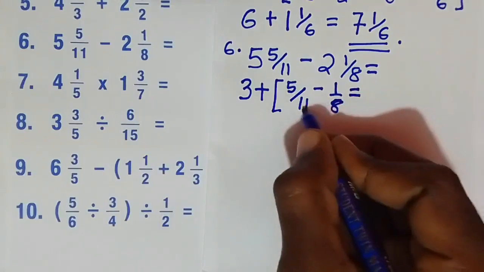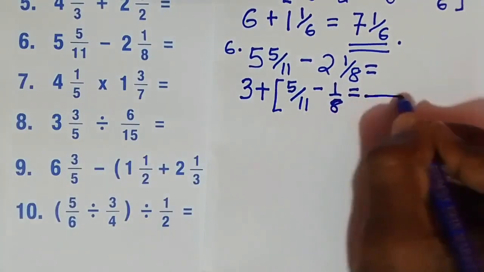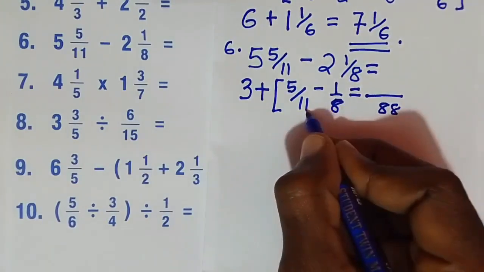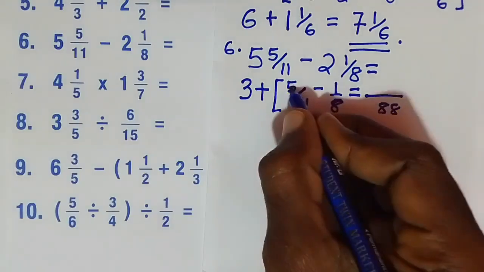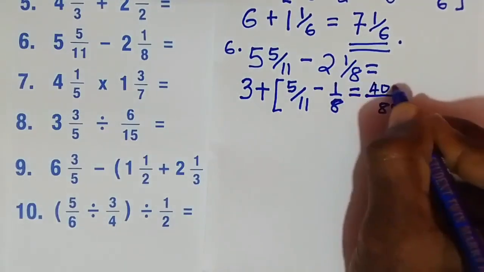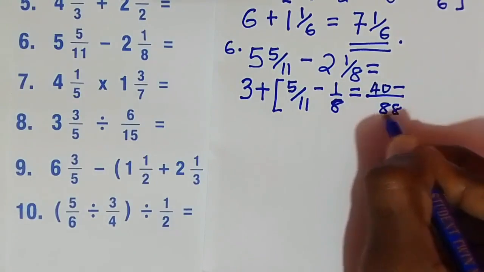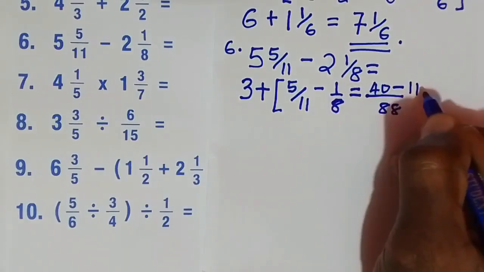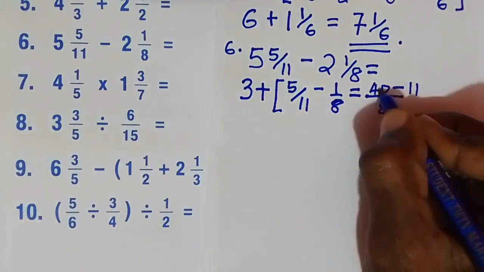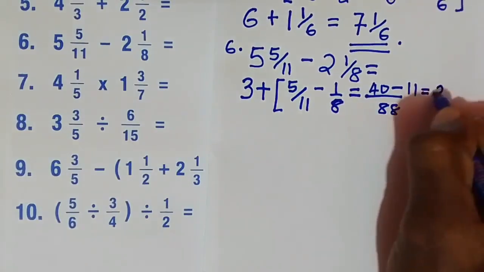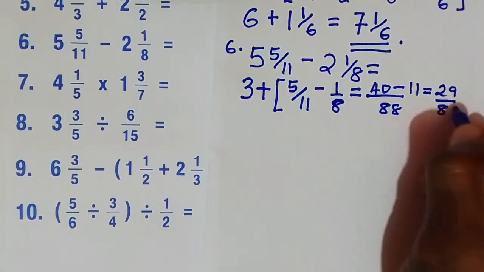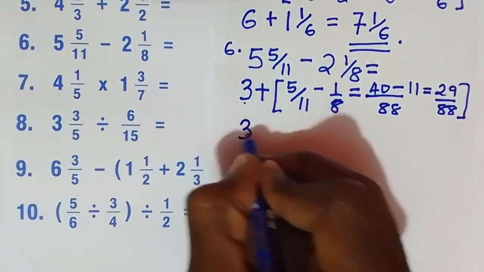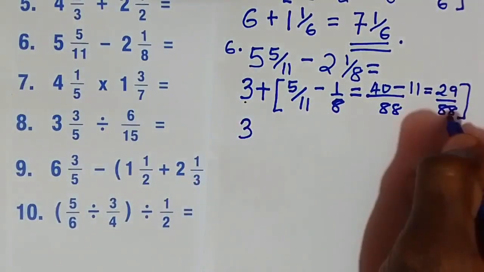We're going to find the LCM of 11 and 8, which is going to be 88. 88 divided by 11 is 8. 8 multiplied by 5, we get 40. Take away 88 divided by 8, it is 11. 11 times 1, we get 11. 40 take away 11 is 29 out of 88. Now our answer is going to be 3 whole number, 29 out of 88.